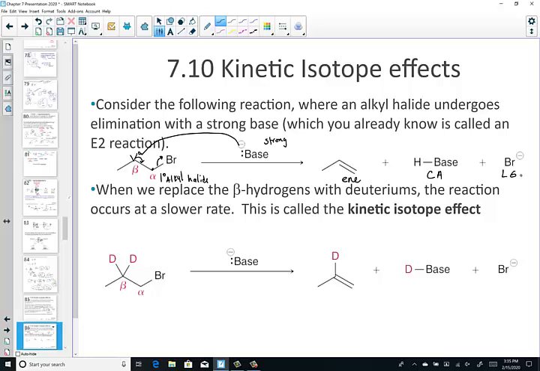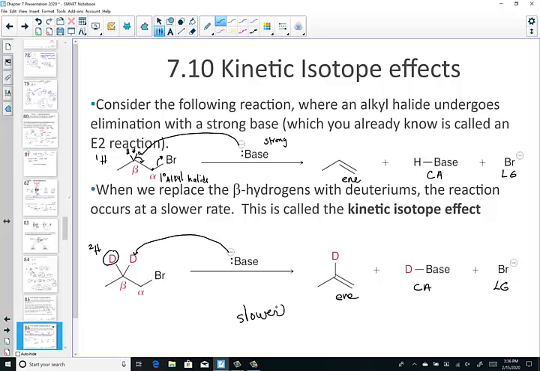Now, instead of having 2 hydrogens here that are just H1, let's put a deuterium here, H2. So when you see the letter D, just think of it as a proton, but I can track it because it's a heavy proton. It's got a neutron with it. What we notice is that when we look at this reaction, the base still goes after the beta hydrogen, forming the alkene, the conjugate acid of the base, and the leaving group. But this reaction was actually slower.